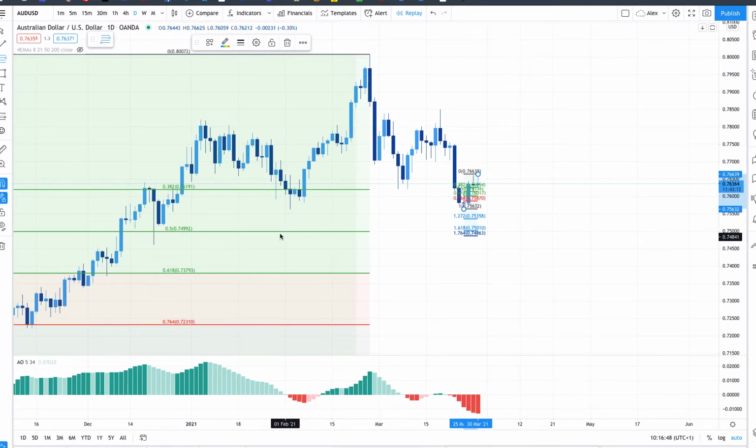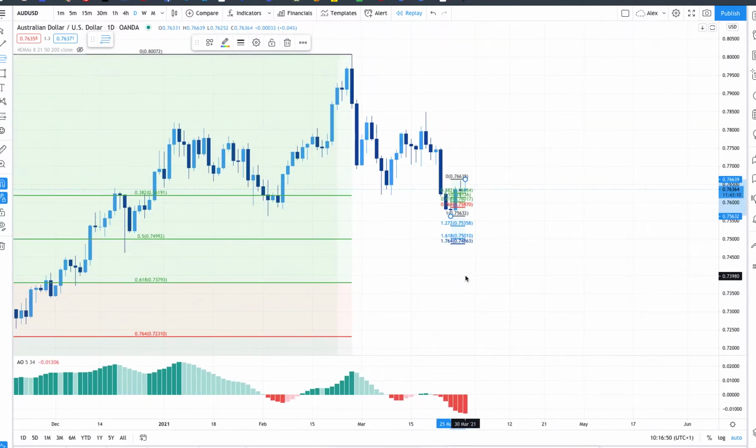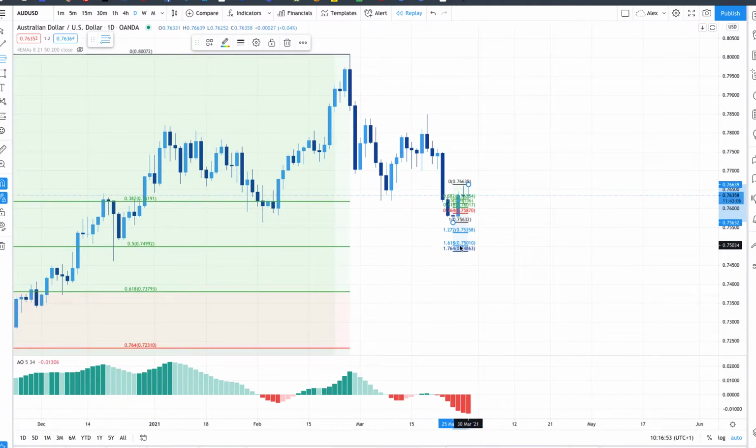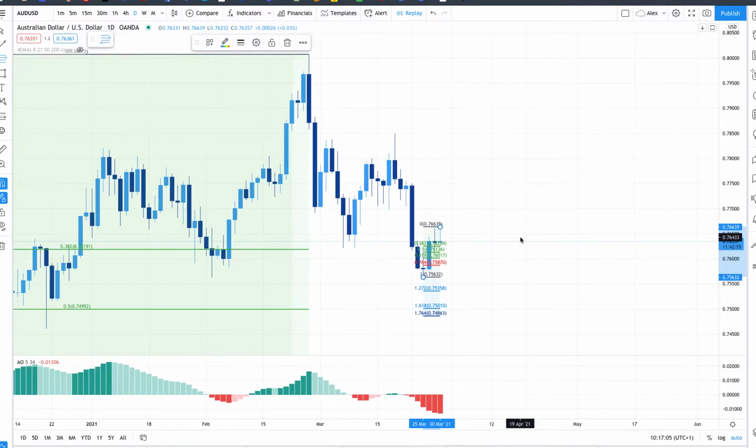7500 ultimately being a 50% retracement, 50% pullback. Got fib extensions on here as well. So important to use the fib extensions. They give you 7500 as well, the 161 extension, based on this current range. Of course, if it goes high, then we would adjust it accordingly.